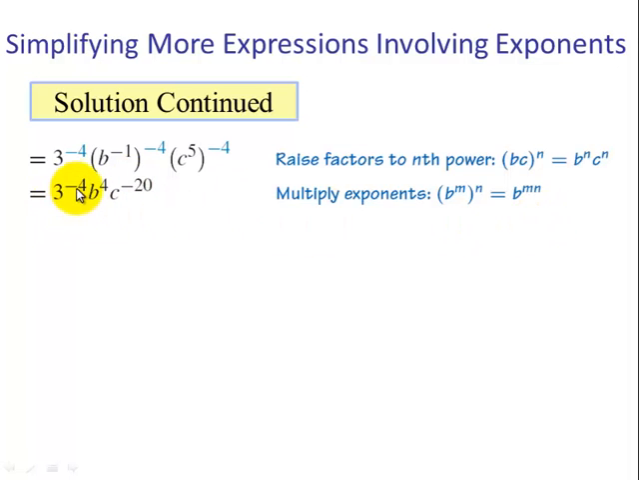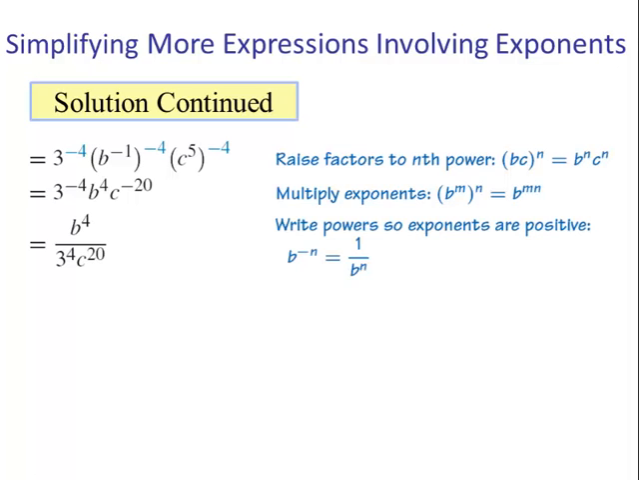So 3 to the negative 4th will be sent to the denominator, c to the negative 20th will be sent to the denominator, and we will change the signs of the exponent. So our answer will be b to the 4th over 3 to the 4th times c to the 20th. Our last step is to compute 3 to the 4th, and that's 81. So the final answer is b to the 4th divided by 81 times c to the 20th.